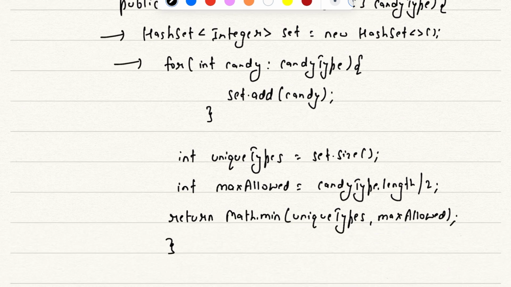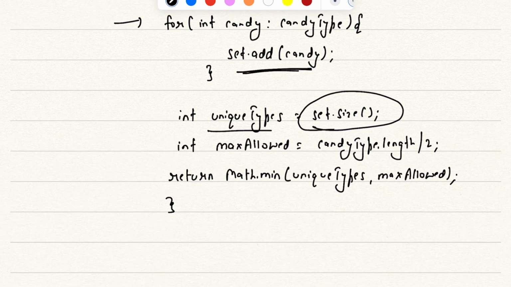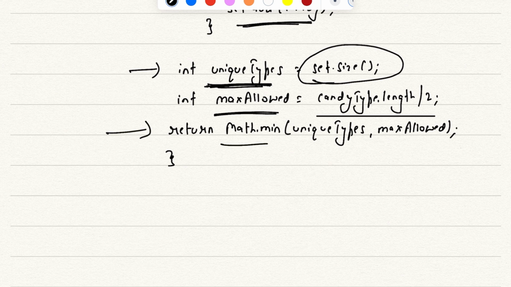What we are doing is, first we traverse the array and store all the unique elements in this set, and then we find the size of this set, which indicates the total number of unique types of candies we have. How much she is allowed to eat, we can find out with this. And then finally we return whatever the minimum we have from these two.